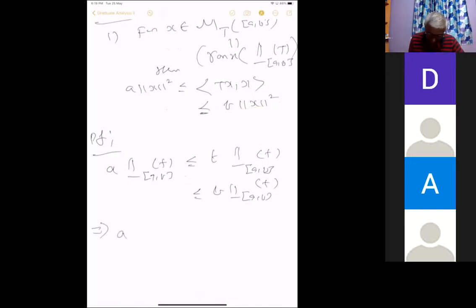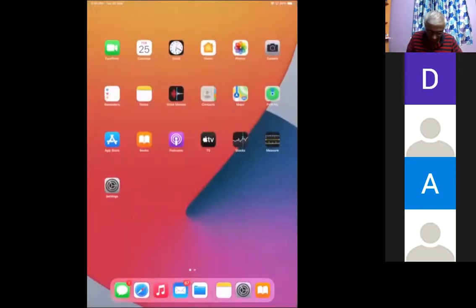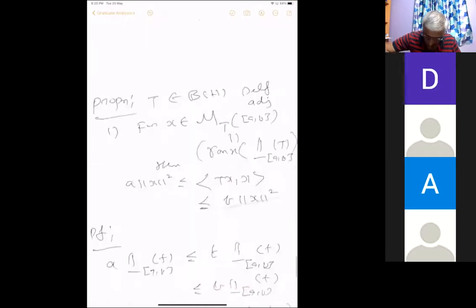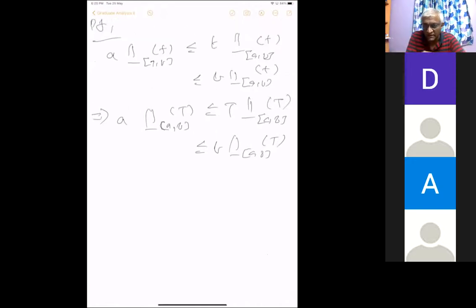So A times 1_AB of T is less than or equal to T, where the identity polynomial goes to T, and T times 1_AB is less than or equal to B times 1_AB. I'm just using the fact that any representation preserves the partial order, and here the representation is the measurable functional calculus.